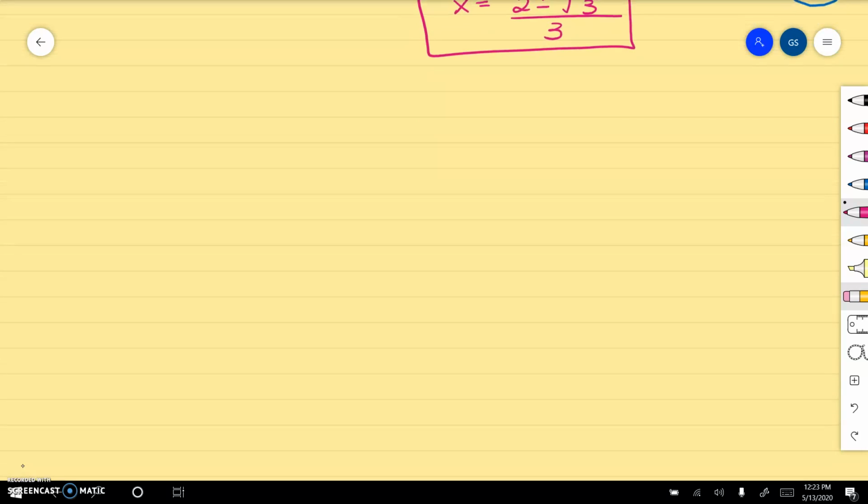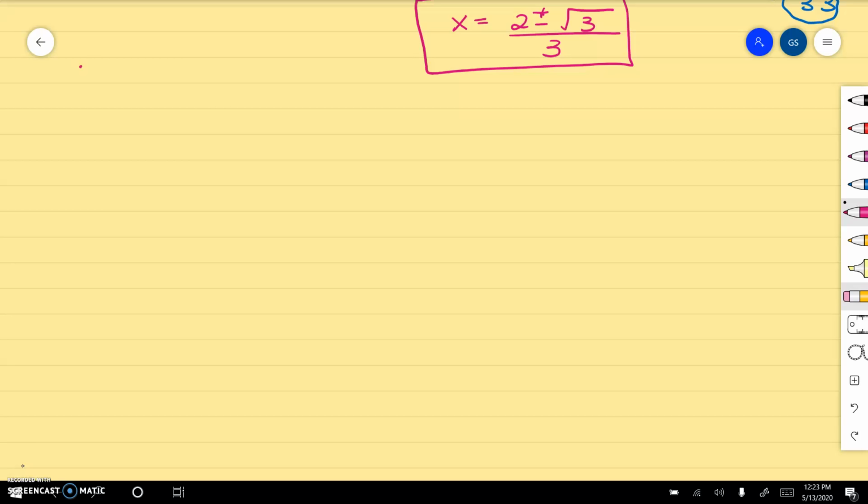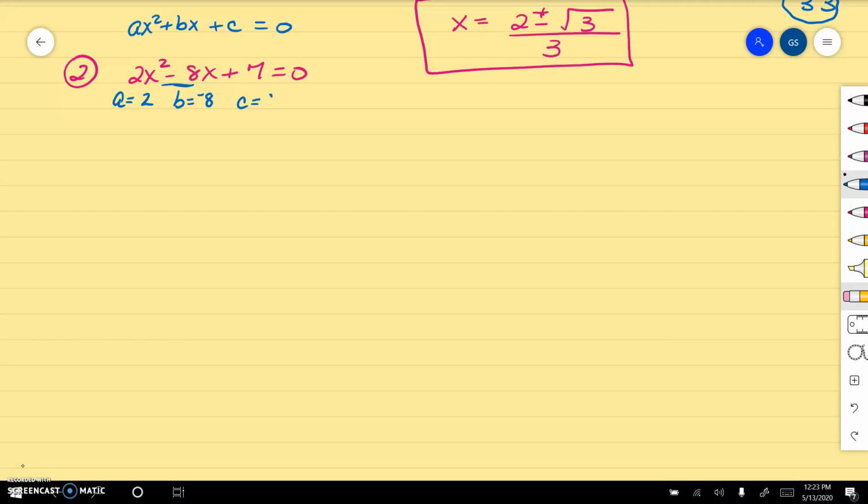Okay, so number 2. 2x squared minus 8x plus 7 equals 0. So this guy is set equal to 0. Remember, ax squared plus bx plus c equals 0 is the standard form of a quadratic equation. So we have a equals 2, b equals -8, pick up the negative, c equals 7.